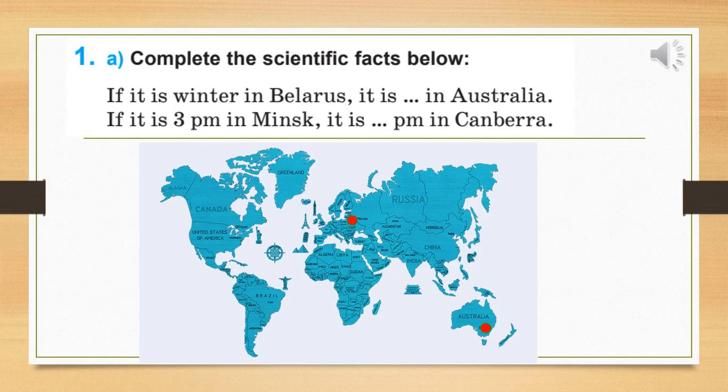Exercise 1A. Stop the video, complete the scientific facts below, and then listen to the video again to check your results. So I see you are ready. Let's check. If it is winter in Belarus, it is summer in Australia.